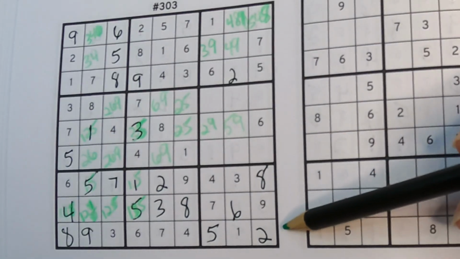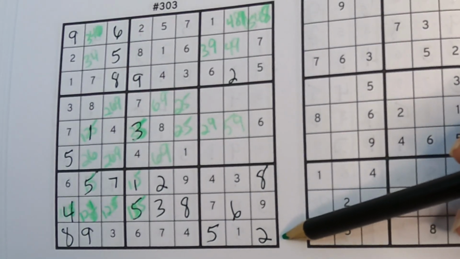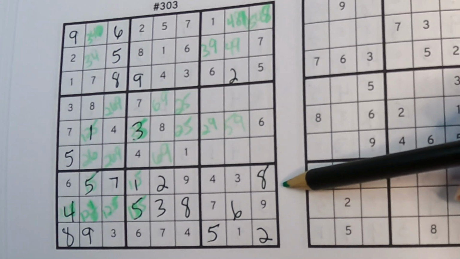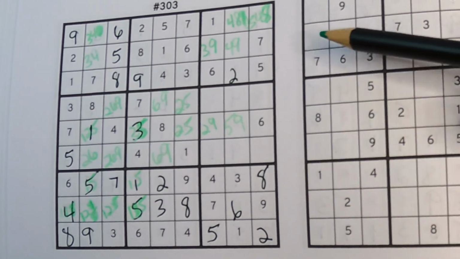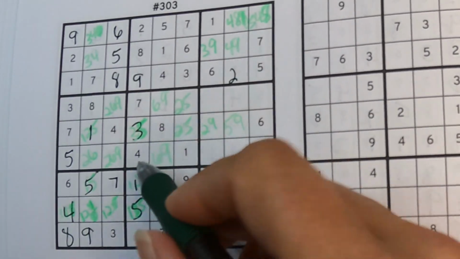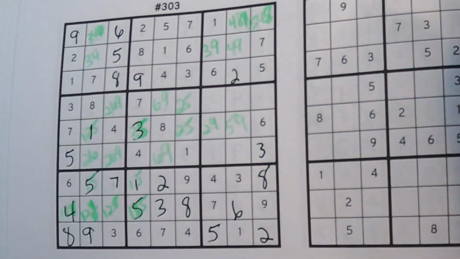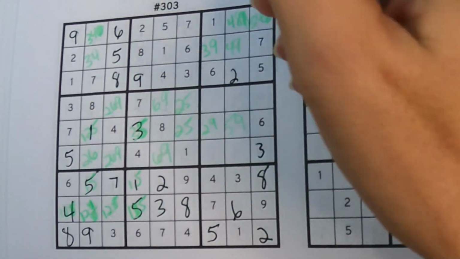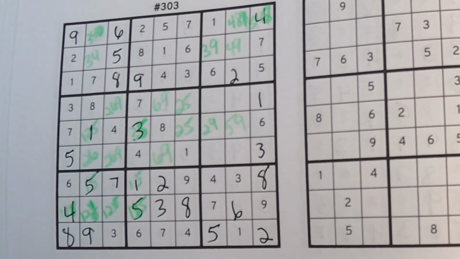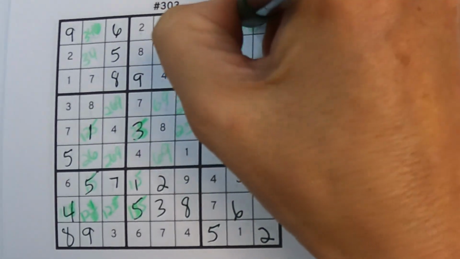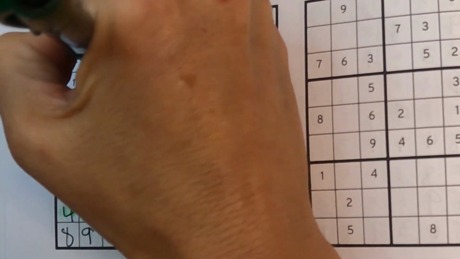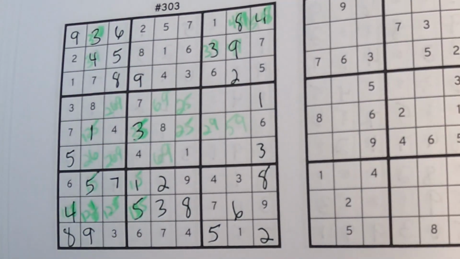For this column, we're missing 1, 3, and 4. We've got 1 and 4 here, so this is our 3. 1 here, so 4, 1. That 4 makes this our 8, 9, 3, 4, 3.